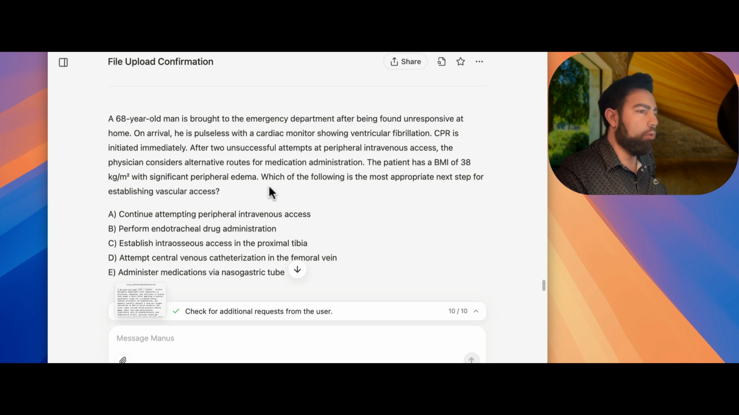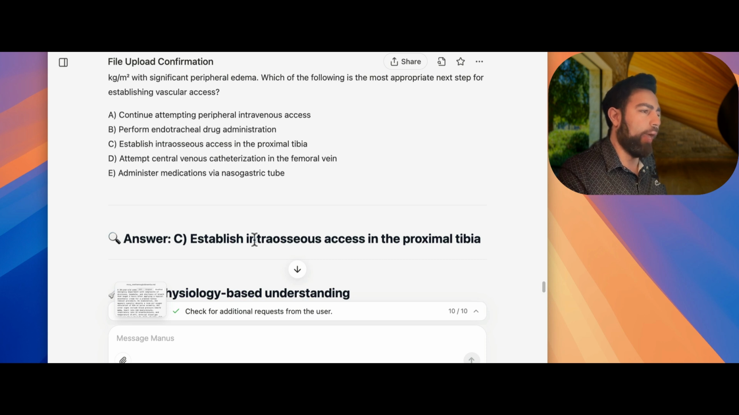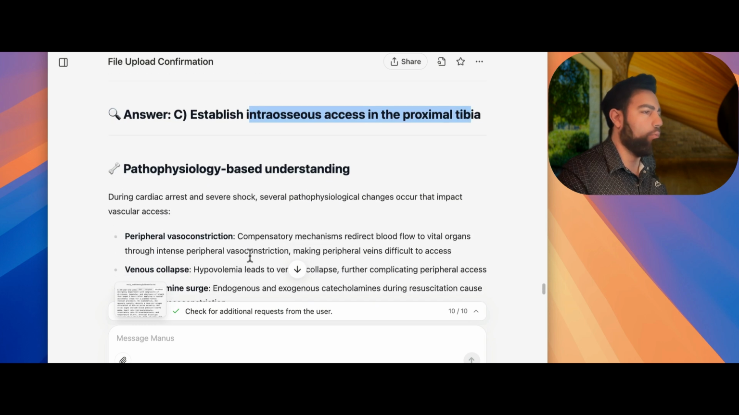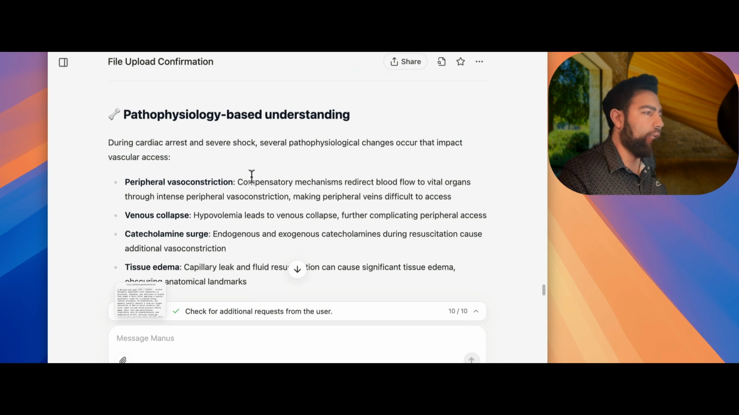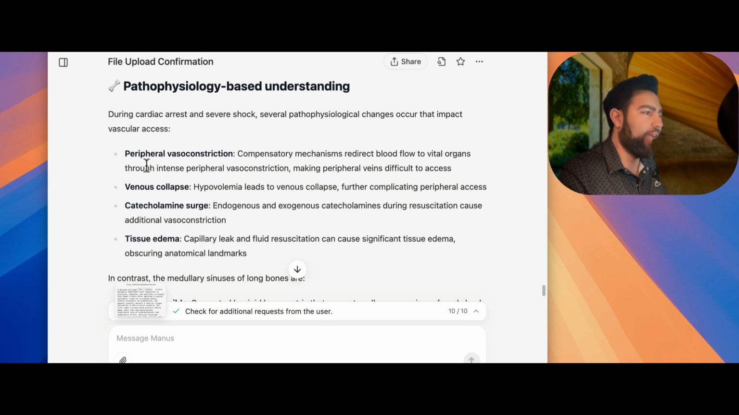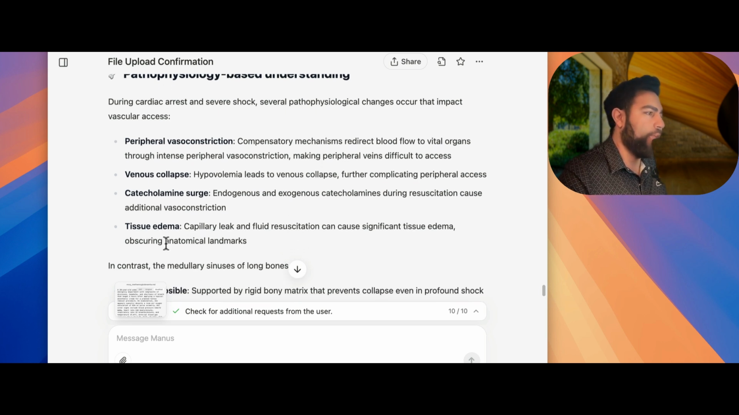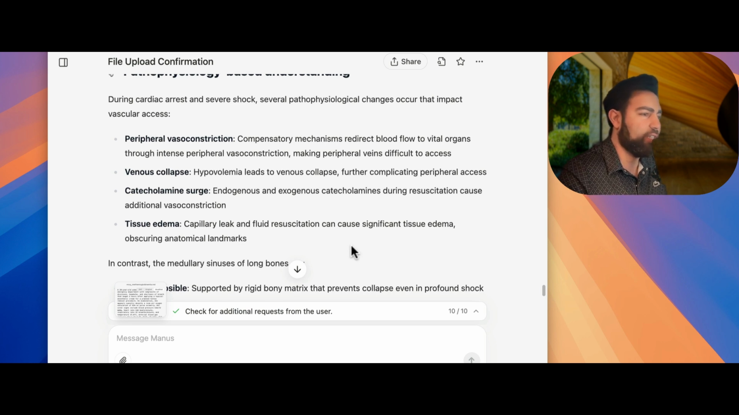All right. So I hope you realize that this question is asking about access, and they really want you to go for intraosseous access in the proximal tibia. Now let's talk about why this is important. So you have cardiac arrest, you have severe shock, and you have peripheral vasoconstriction as a compensatory method. You have venous collapse, right, because of hypovolemia. You have catecholamine surge, and you have tissue edema. Capillary leak and fluid resuscitation can cause significant tissue edema.